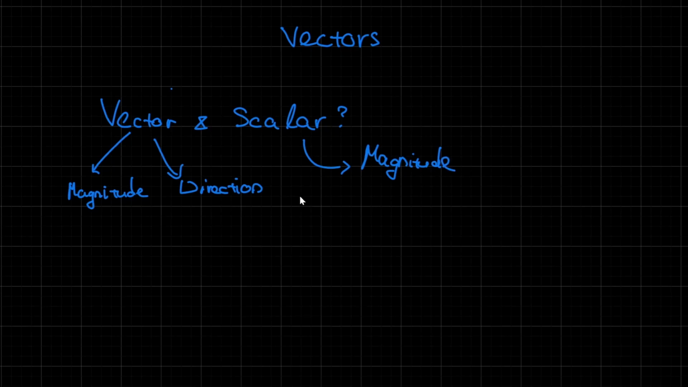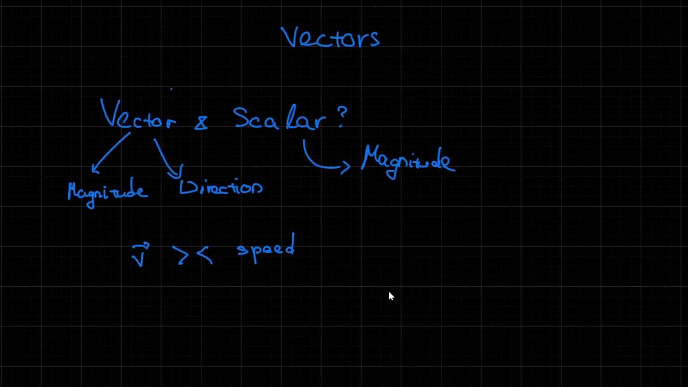And so, a familiar example for this is that velocity is a vector. It's actually different from speed, which is a scalar, and it's often also the magnitude of the velocity.